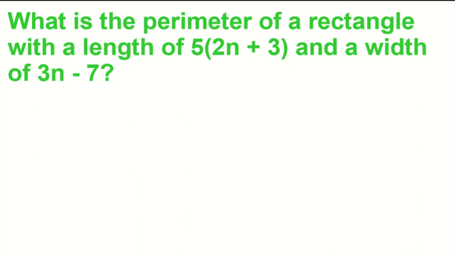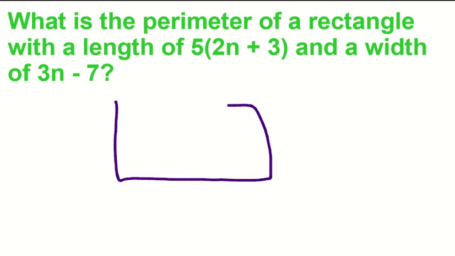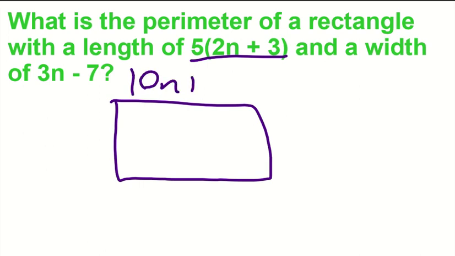So like a rectangle here, perimeter of a rectangle. How do we find perimeter of a shape? Add all the sides. So it says the length, actually, let's go ahead, we'll go ahead and distribute to start with. So that's 10n plus 15. Same thing down here.